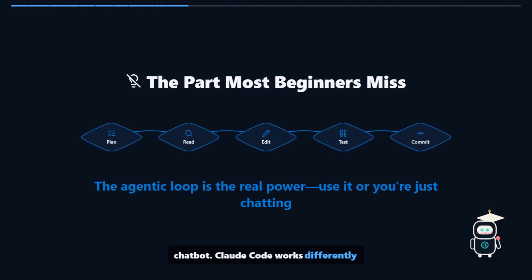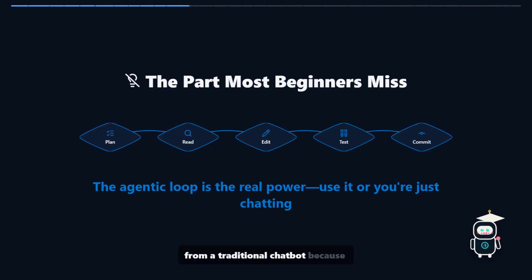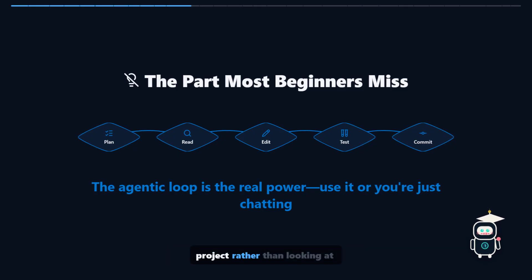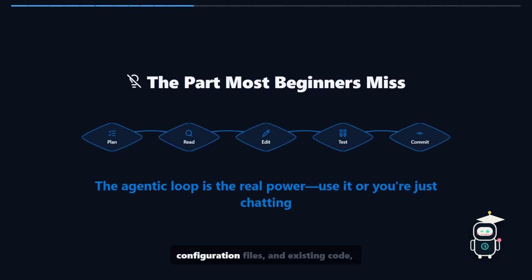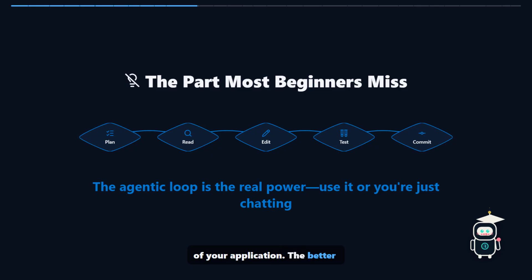Claude Code works differently from a traditional chatbot because it understands relationships across your project rather than looking at a single file in isolation. By reading your directory structure, configuration files, and existing code, it can make decisions that are consistent with the rest of your application. The better it understands the project, the better its recommendations become.